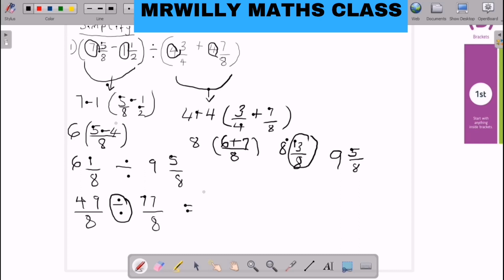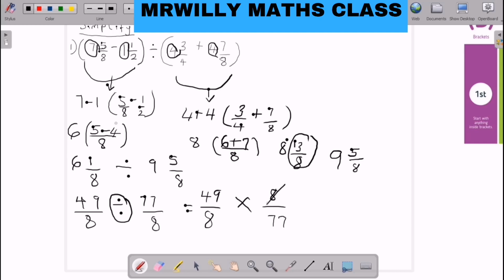Now what you do is that you write the first fraction, 49 over 8. Then the division turns to multiplication. After it turns to multiplication, the next fraction will not be the same. The denominator will turn to numerator, numerator will turn to denominator. So you are going to have 8 over 77.